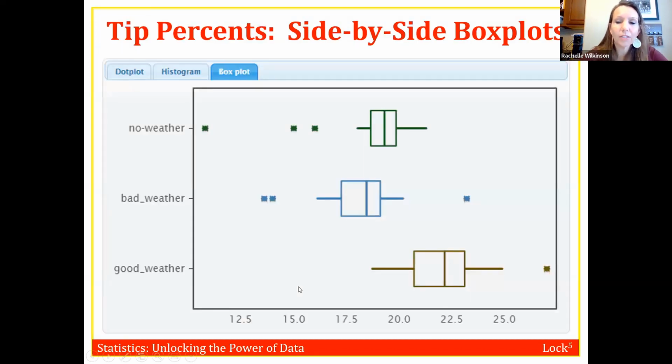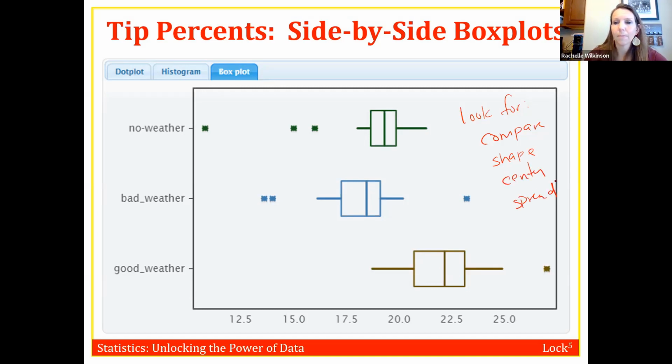So here are the different graphs that we created. Here are the box plots for the 3 different groups: good weather, bad weather, and no weather. What we're looking for is to compare the shape, center, and spread for the different distributions. I'll write that up here. On a regular box plot or histogram, we're looking for shape, center, and spread. When we have these stacked ones, we're just trying to compare the shape, center, and spread, comparing the groups basically.